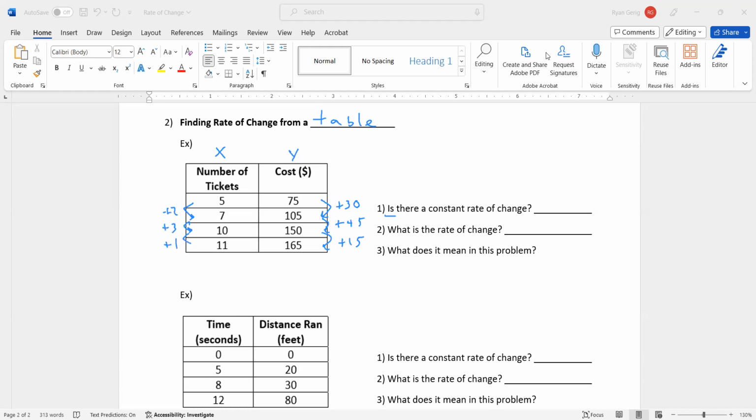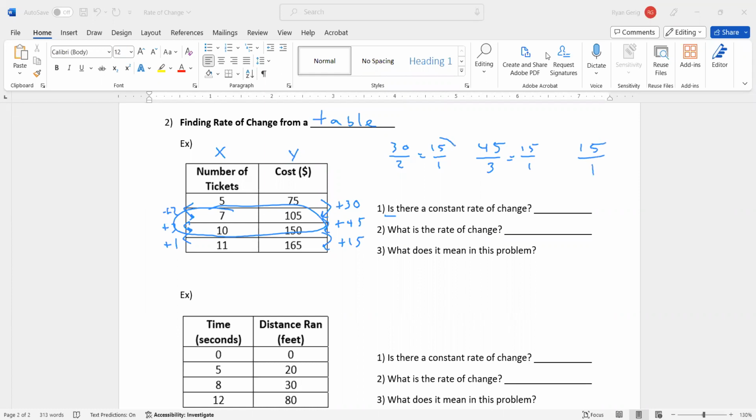To look at this, we need to make a fraction. So I'm going to look at the change in Y, so 30 over the change in X, so 2. Reduce that, I get 15 over 1. Let's look at the second one. So I'm going to erase this. Let's look at the second interval. So from here to here, that was 45 over 3. What does that reduce to? 15 over 1. And then if you look at the last one, that one's pretty easy. +15 over +1.